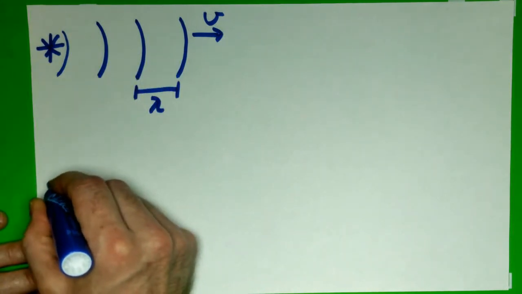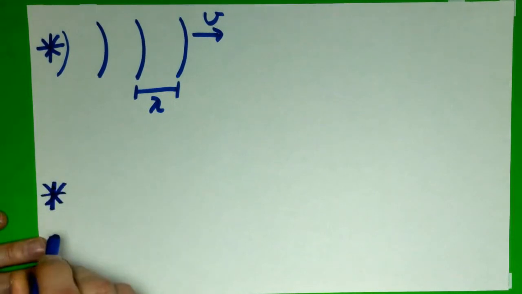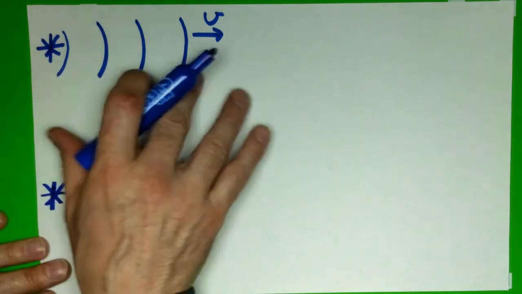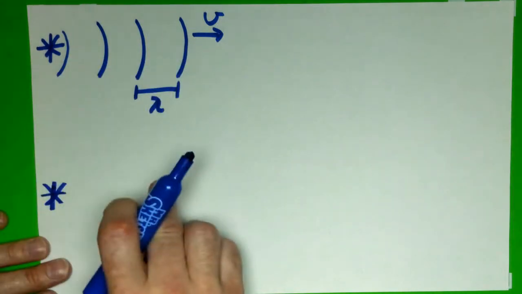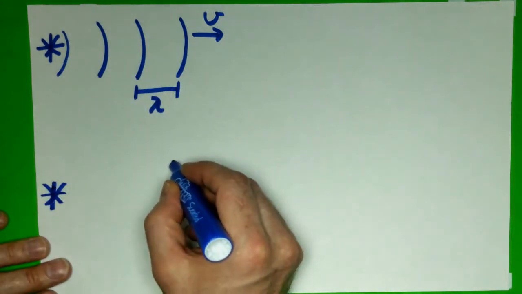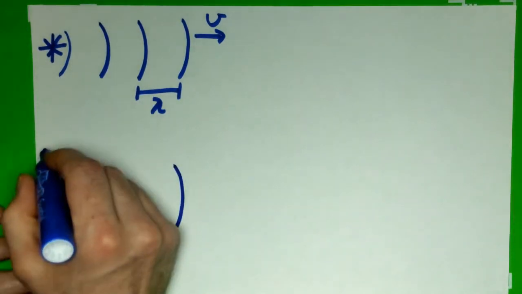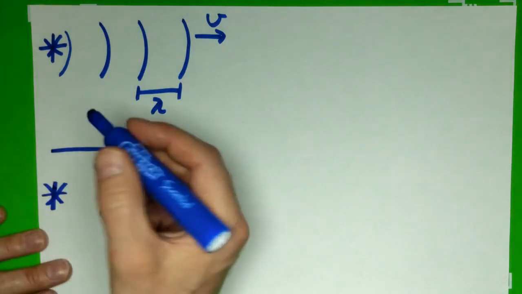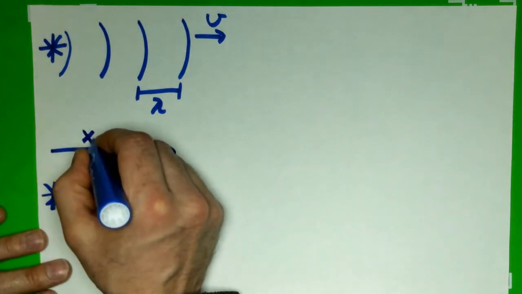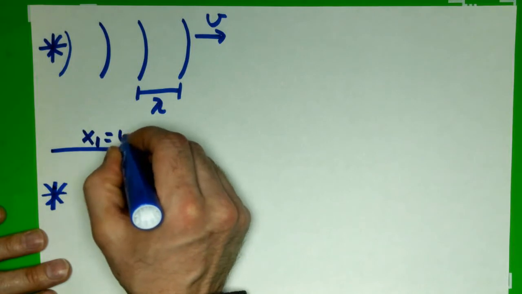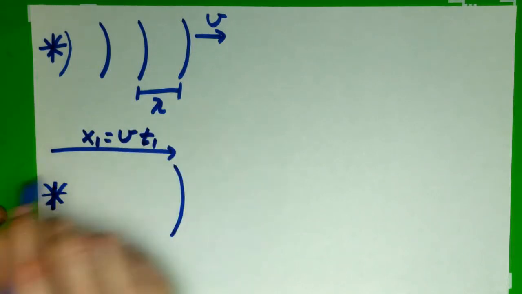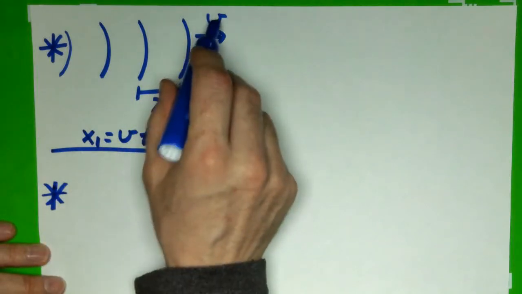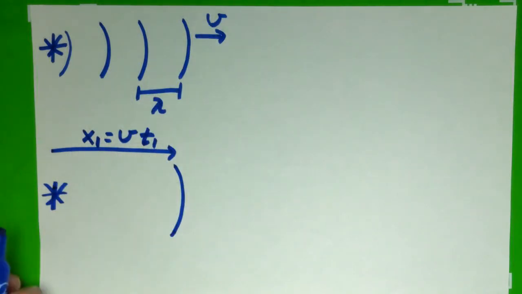Here is the source to start, and at the same earlier time, it created this wave, which then traveled this far. Okay, so it would have traveled from here to here. In that time, I'm going to call that distance x1, and it's going to be equal to v times t1. It just traveled this distance because of its speed and the time it took to get there.